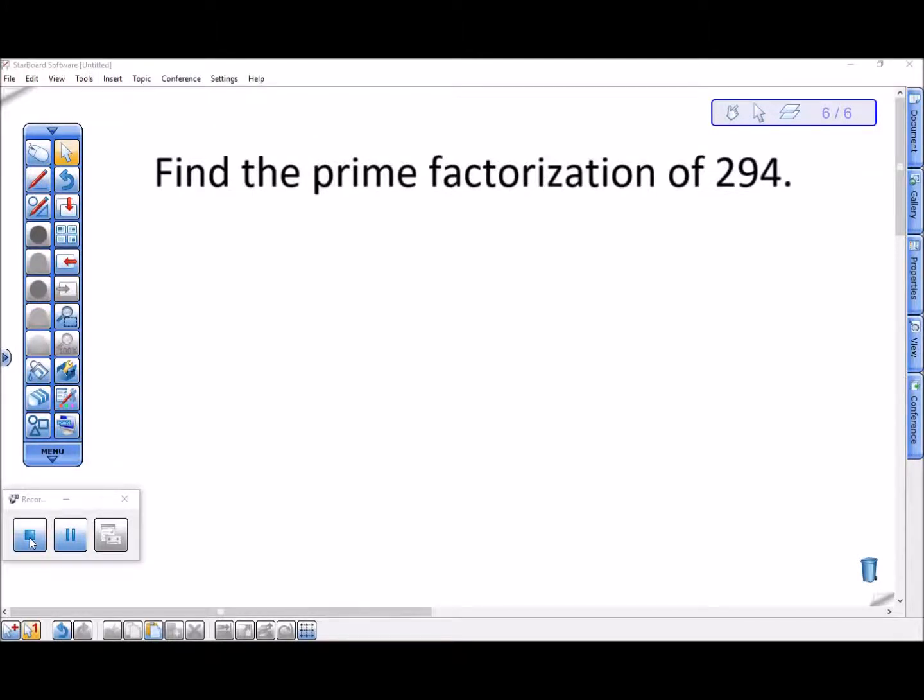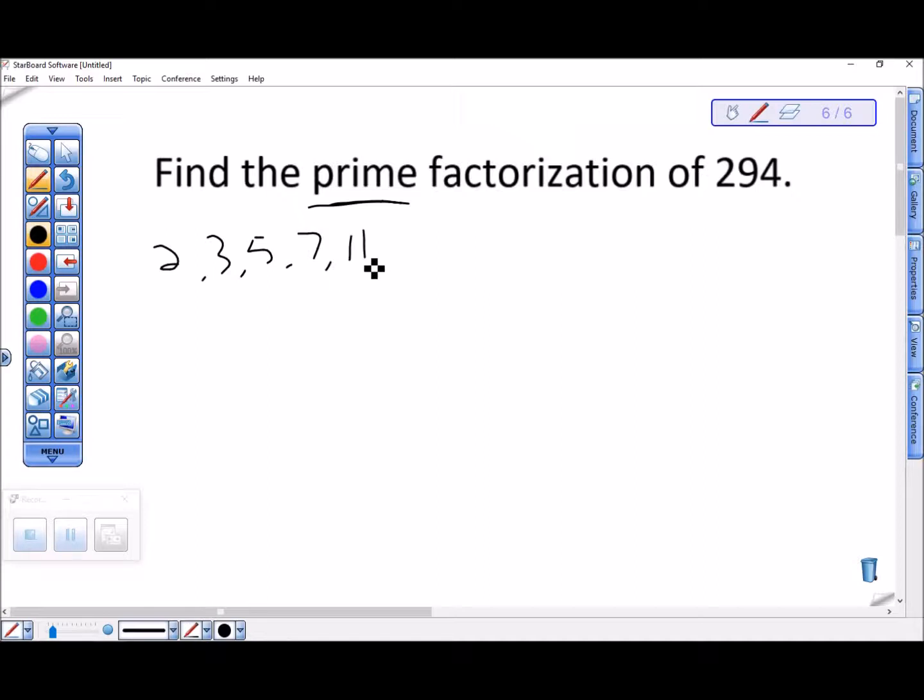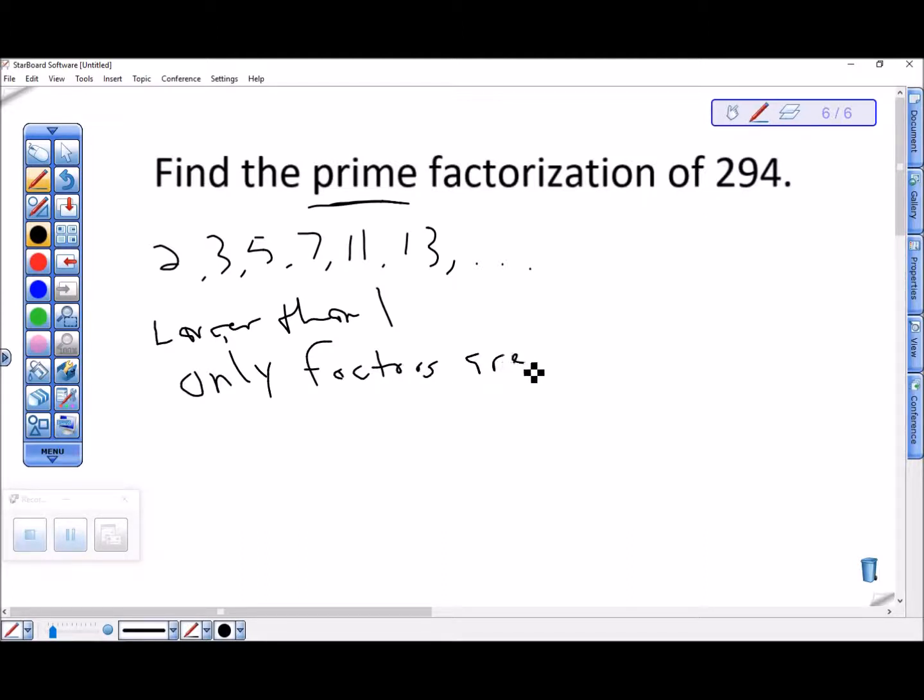Let's suppose that for some reason I'm asked to find the prime factorization of some number. So the key words here are, I want to find prime factorization. Remember, primes are numbers like 2, 3, 5, 7, 11, 13, and so on. These are the numbers that are larger than 1, and the only factors are 1 and the number.